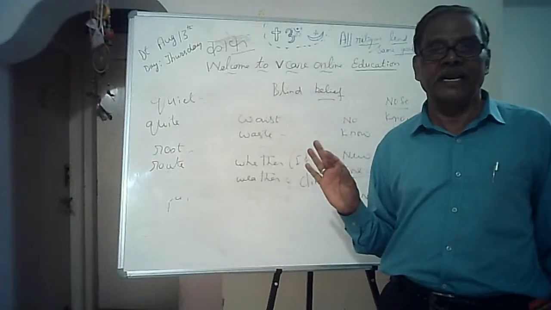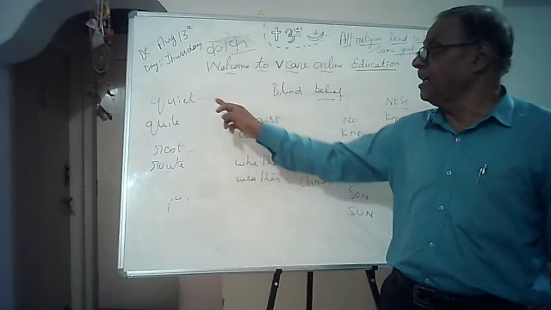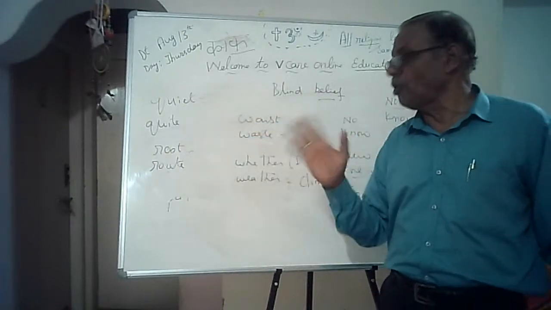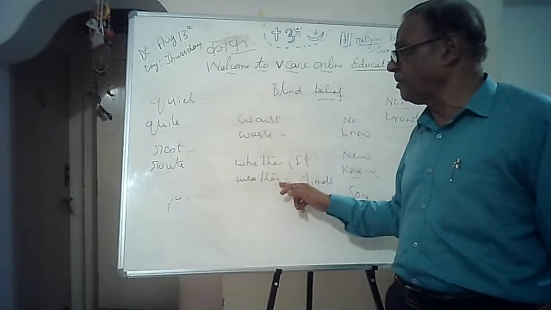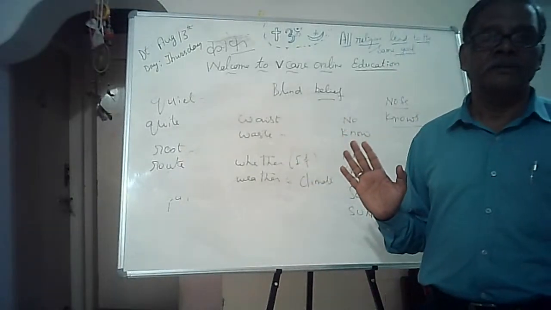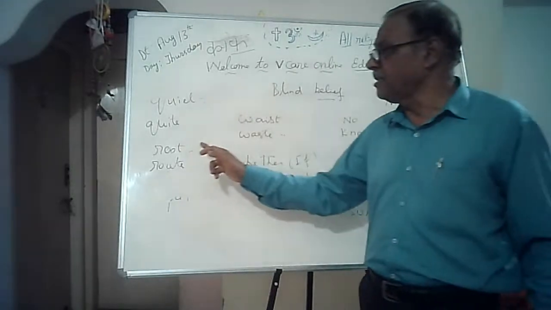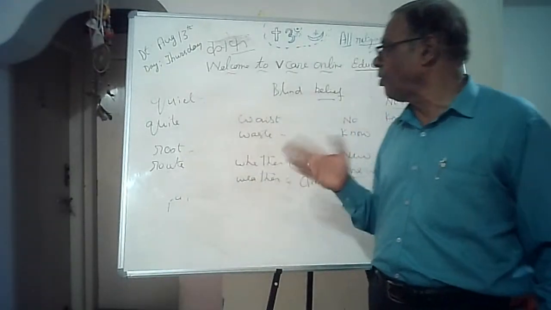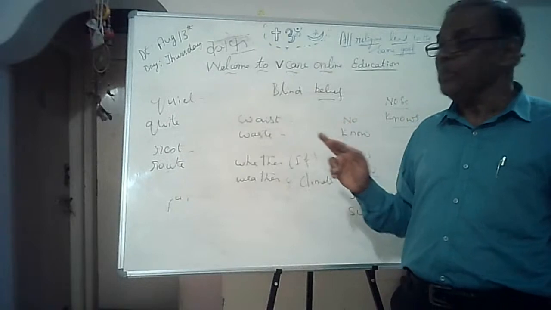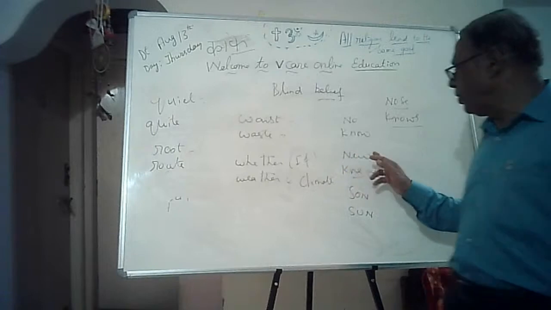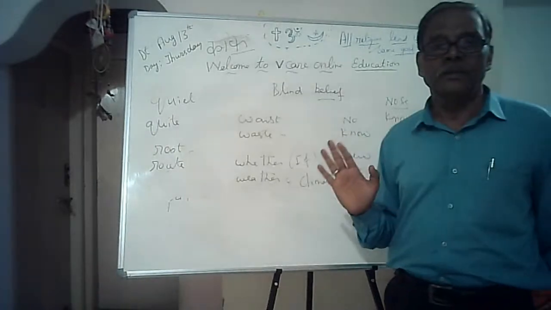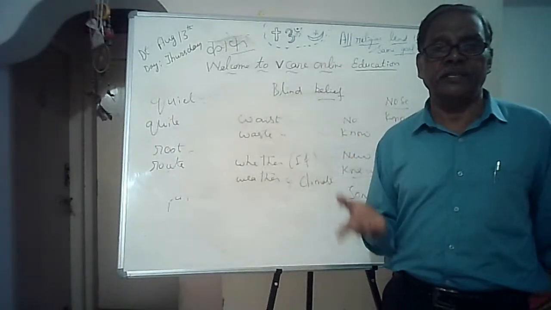If you miss any one letter or something like that, instead of writing this quite, if you write this quite, you're gone. Instead of writing this weather, if you write this weather, you're gone. And then meaning changes. Instead of writing root, if you write this root, gone. Instead of writing waste, if you write waste, this is gone. Instead of writing new, if you write new, it is gone.